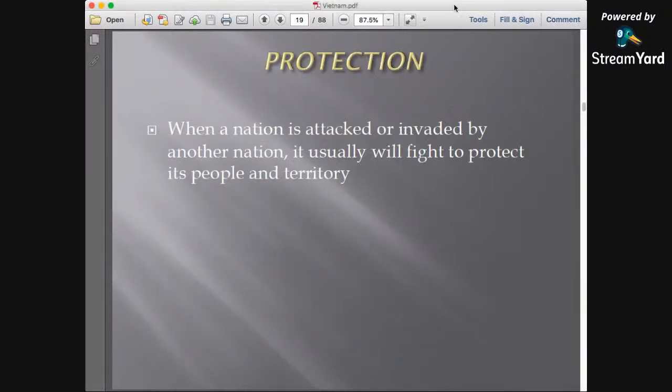All right. Protection is the last of the 5 P's. When a nation is attacked or invaded by another nation, it usually will fight to protect its people and territory. You look at Pearl Harbor, you look at 9/11, and you see the United States becoming involved. And again, we look at the Vietnam conflict, and we'll talk about the Gulf of Tonkin incident that brought the United States into the full-scale conflict a little bit later on. But that was one of those aspects.